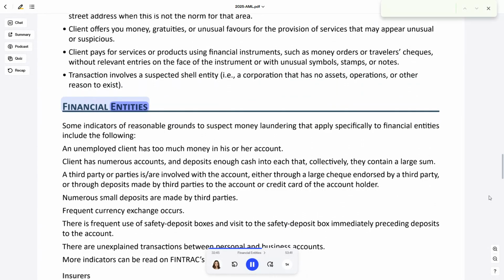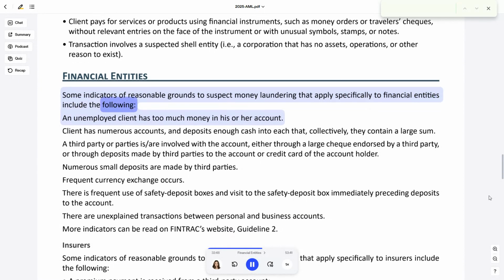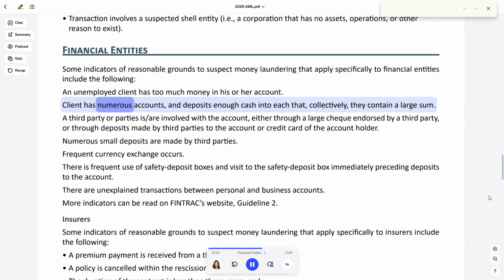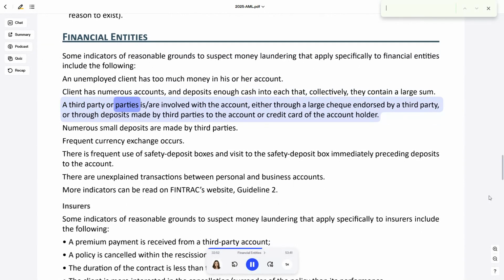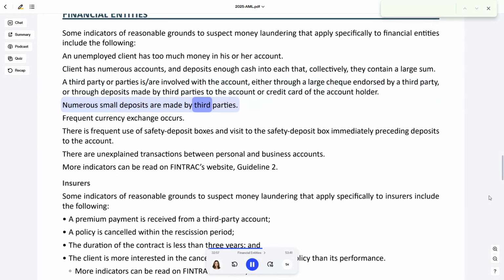Financial entities. Some indicators of reasonable grounds to suspect money laundering that apply specifically to financial entities include the following. An unemployed client has too much money in his or her account. Client has numerous accounts and deposits enough cash into each that, collectively, they contain a large sum. A third party or parties are involved with the account, either through a large check endorsed by a third party or through deposits made by third parties to the account or credit card of the account holder. Numerous small deposits are made by third parties.